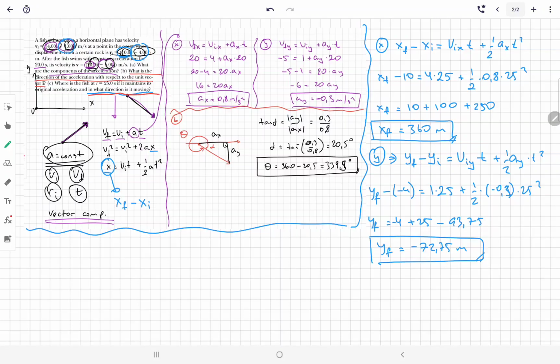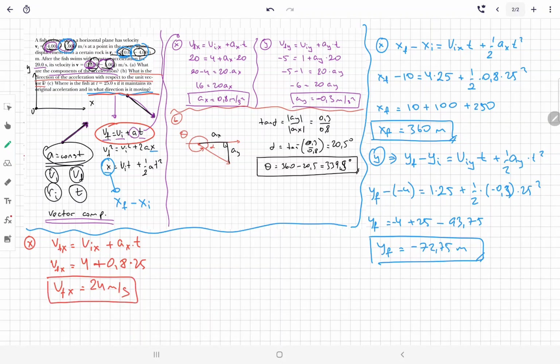Time is given, initial velocity is given. It means we can use again our first equation in both directions. In x direction, final velocity in x direction equal to initial velocity in x direction plus ax times time. Initial velocity in x direction 4, ax 0.8 times 25. So velocity in x direction equal to 0.8 times 25 plus 4, 24 meters per second. Positive 24, it means it will be moving to the right in x direction.